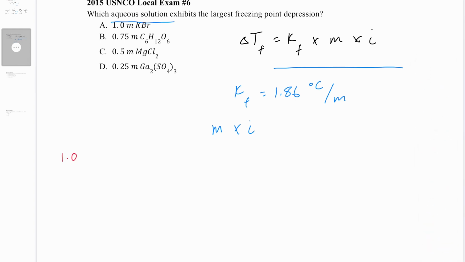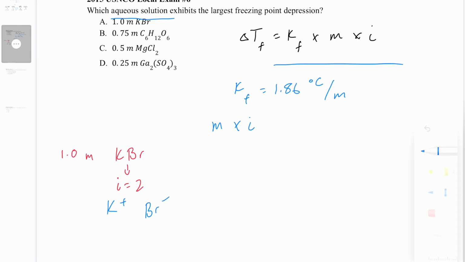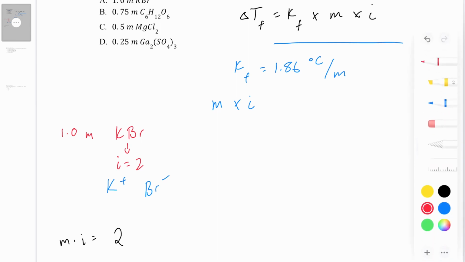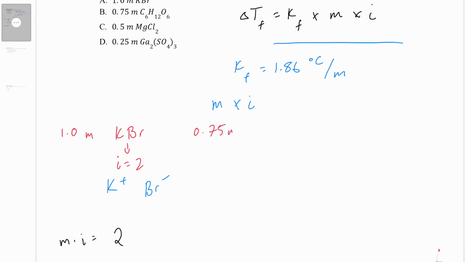We have 1.0 molar KBr. KBr, potassium bromide, is a salt, therefore its Van 't Hoff factor is going to be 2. It's going to dissociate into potassium ions and bromide ions. So its M times I value is going to be 2. Let's look at the other answer choices. We have 0.75 molality C6H12O6. That has a Van 't Hoff factor of 1 because, again, it's a non-electrolyte. Therefore, its M times I value is going to be 0.75.